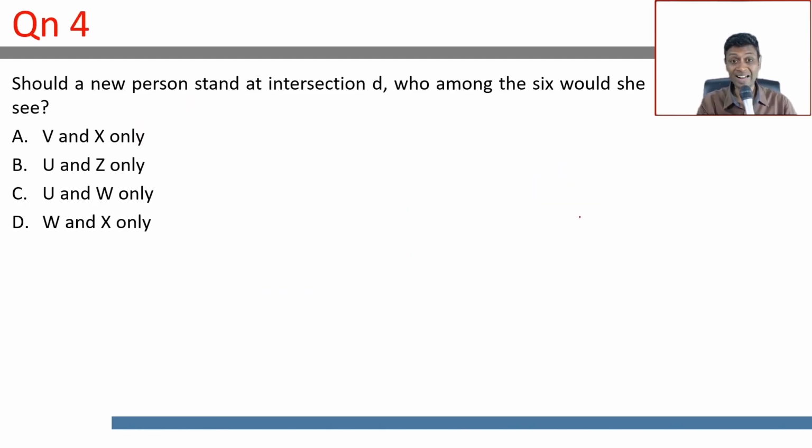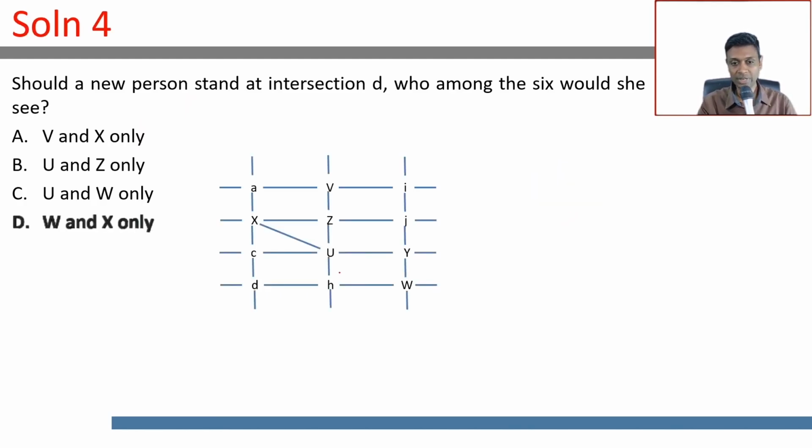Should a new person stand at intersection D, who among the 6 would she see? Intersection D, the new person. Who would she see? She would definitely see X. She would see W. She cannot see U, Z, V or Y. She will see X and W. W and X only. That is the right answer.